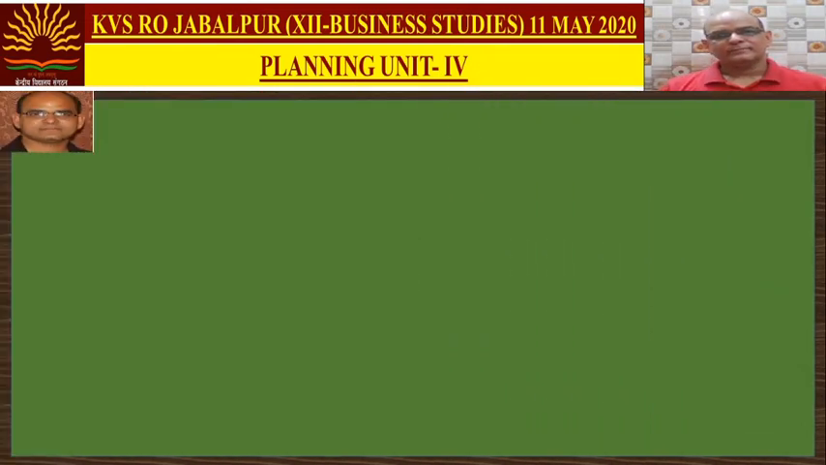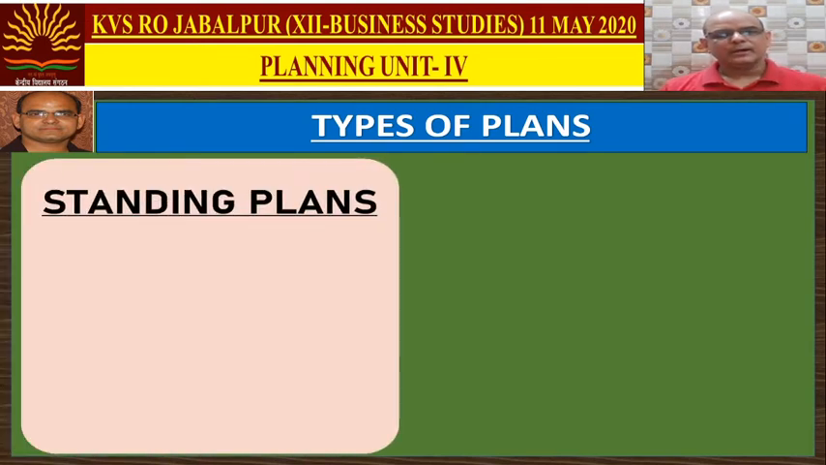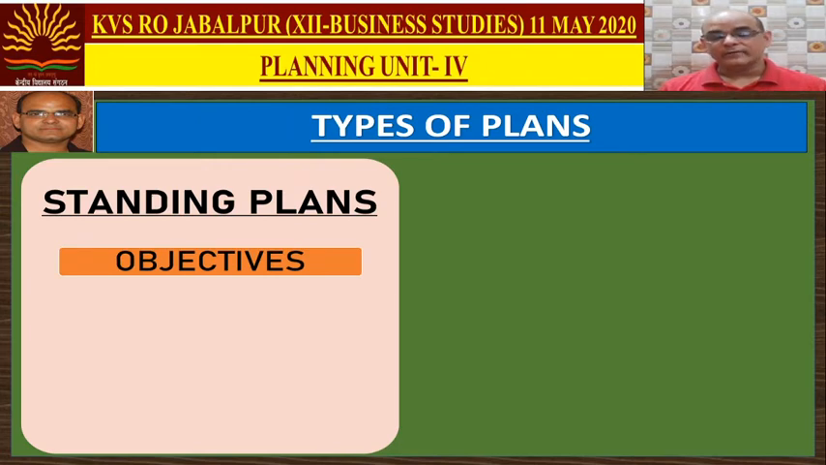The final topic of this chapter is types of plans. You should understand that there are two types of plans: standing plans and one-time plans. Standing plans are those plans which can be applied for a long period for different accounting years once they are made. Means repeatedly without any change they can be applied for a long period. So standing plans include a very important plan, it is objectives.